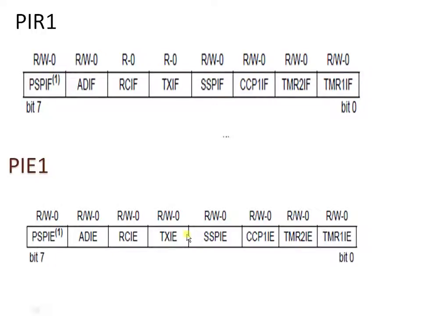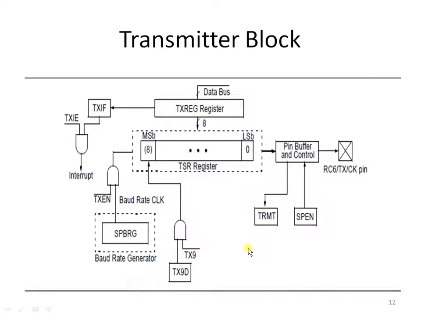Now let us see the transmitter block internally, what actually is happening, and which bit we have to monitor. The user is going to place the data into the buffer register. The user can only access the buffer register, so he places the data into TXREG, our buffer register. As soon as we place the data, it will be moved into the shift register. As TXREG becomes empty, TXIF will be generated. TXIF will become 1, which will generate an interrupt when TXIE is 1.